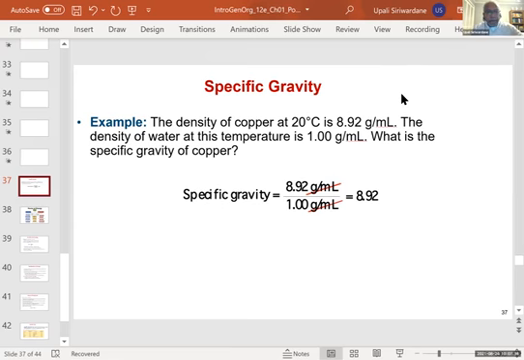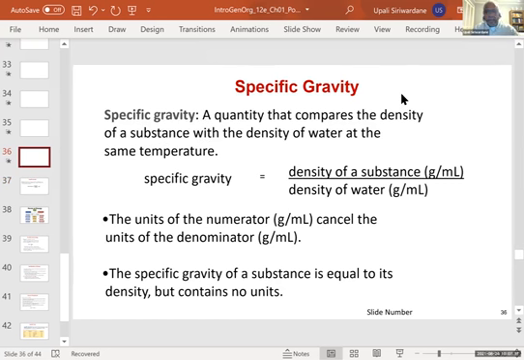Specific gravity, as we talked about in the previous slide, is the density of a substance divided by the density of water. Therefore, specific gravity is unitless. Water has a density of 1.0 grams per milliliter, so specific gravity is another way of expressing density relative to water.